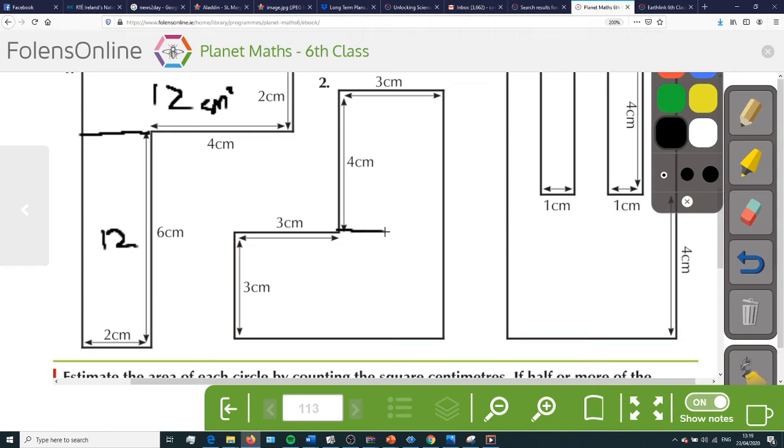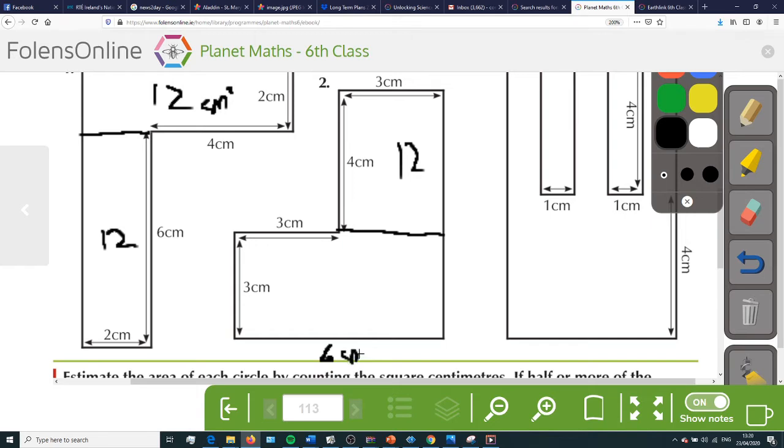Again, I draw my imaginary line. Oh, great. This one's ready for me. 3 times 4 is 12. So I can figure that one out straight away. Now I need to find out the length along the bottom. Well, it's going to be this 3 plus this 3 is 6. That's a perfect 6 centimeters.